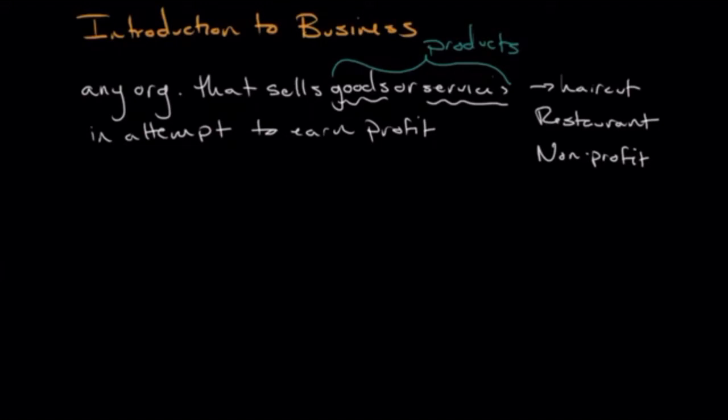Now, the second part of that is this idea of earning what we call profit. And this is a very important element. These two conditions have to be met for us to have what we would call a for-profit business, or just a business for short. And that's the idea of earning profit. Now, notice this says attempt.